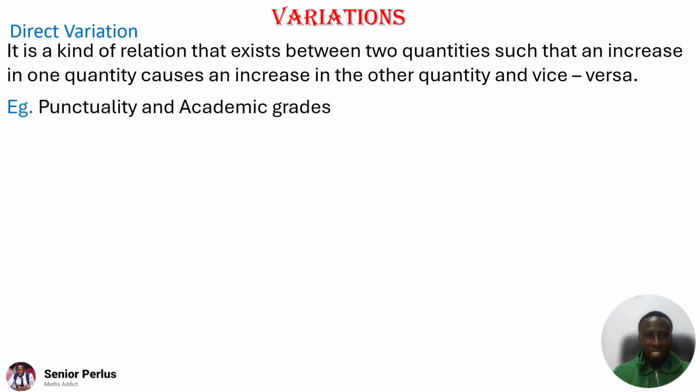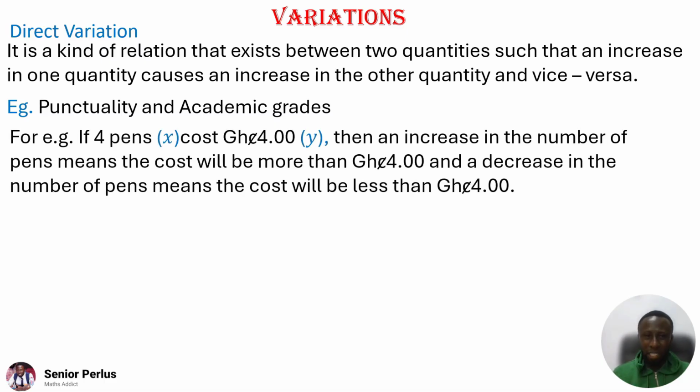Especially we talked about the academic grades and punctuality previously. So we are saying that if you are punctual in class, your academic grade will increase. So an increase in the punctuality will result in an increase in your academic grade. But if you are not punctual, your academic grade will reduce too. Okay, so this is a typical example on that.